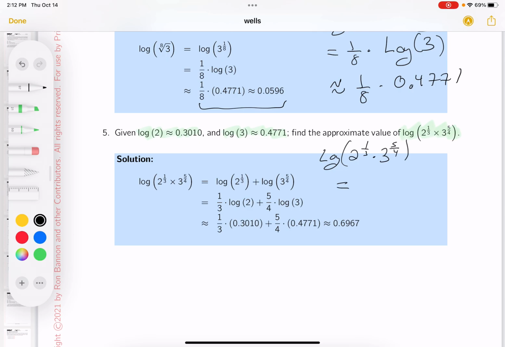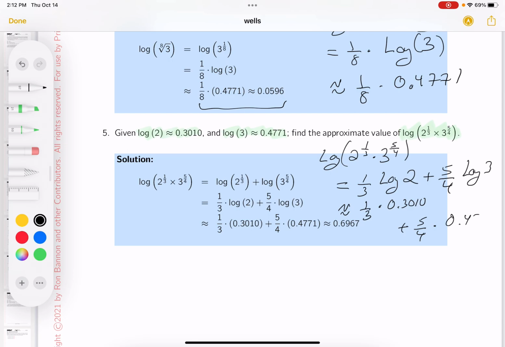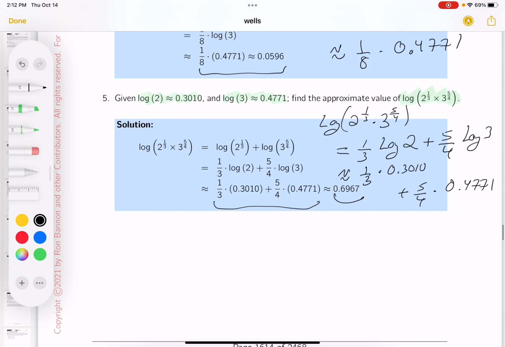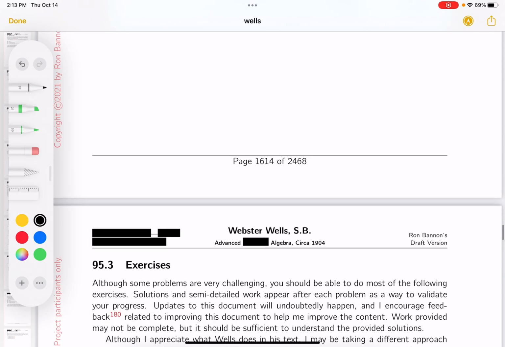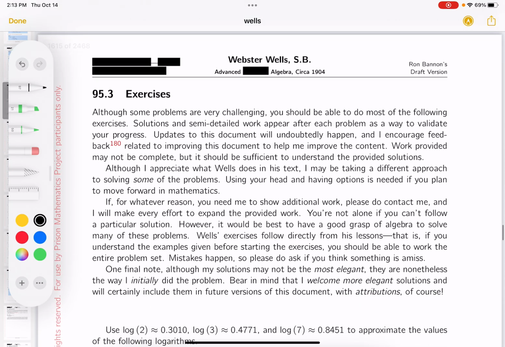is going to be, I'm getting a little better at this, 1/3 log of 2 plus 5/4 log of 3. This is approximately 1/3 times the log of 2, which is given to me as 0.3010, plus 5/4 times the log of 3, which has been given to me as 0.4771. All right, the arithmetic's written over here, and if you did the arithmetic, you get this thing over here. Logs historically were used for doing arithmetic, but we don't see that yet. We'll get there eventually.